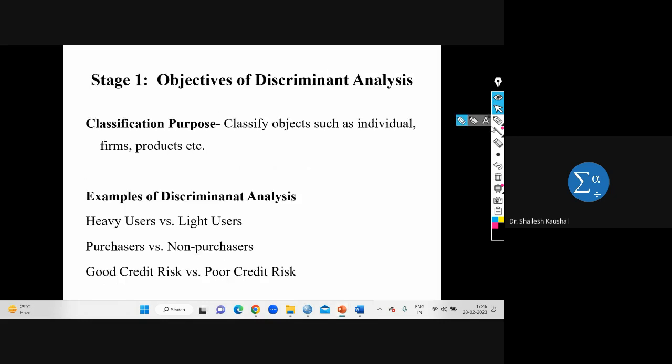Why should we use discriminant analysis? What is the purpose of the discriminant analysis? Initially, I told you the purpose of a discriminant analysis is to classify objects. We classify objects such as individuals. We can classify individuals into many categories, firms, products. Okay. So the example you can see, we can classify our individual or buyers, heavy users or light users.